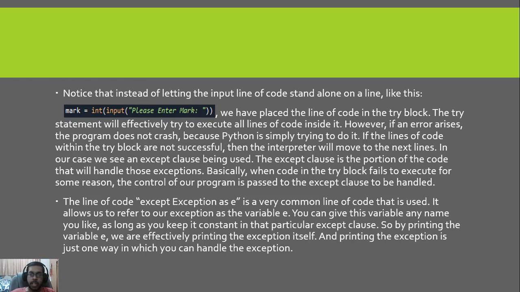You can give this variable any name you like as long as you keep it constant in that particular except clause. By printing the variable e, we are effectively printing the exception itself. And printing the exception is just one way in which you can handle the exception.